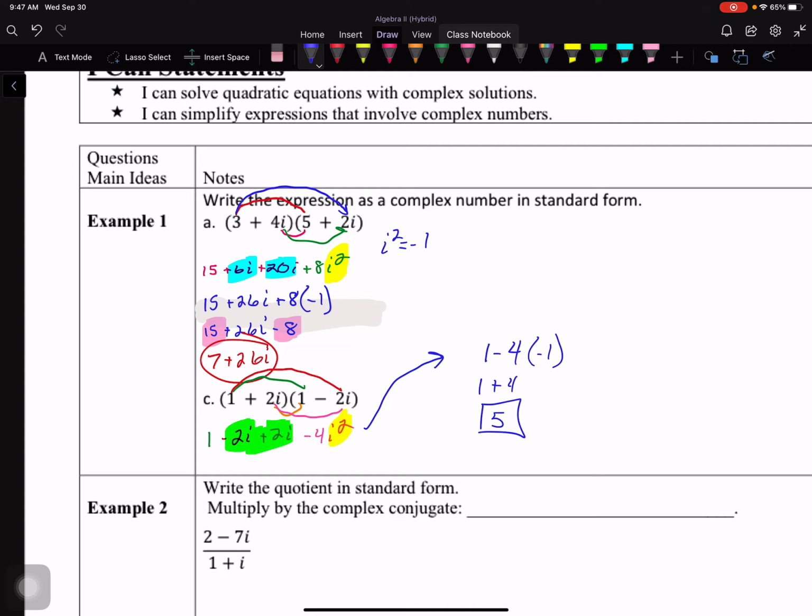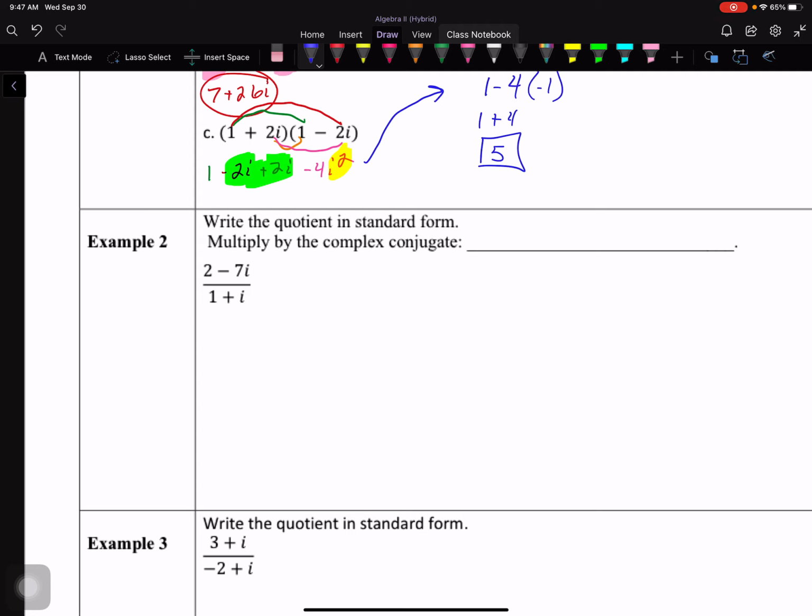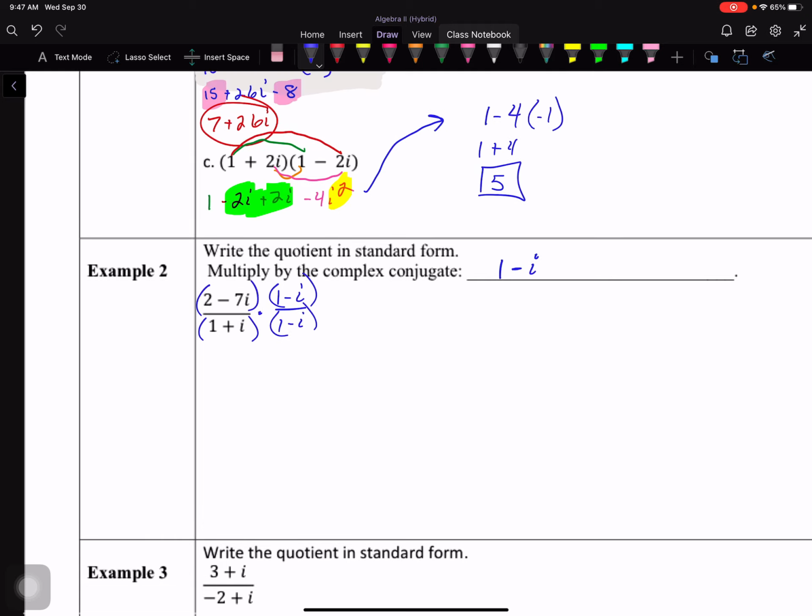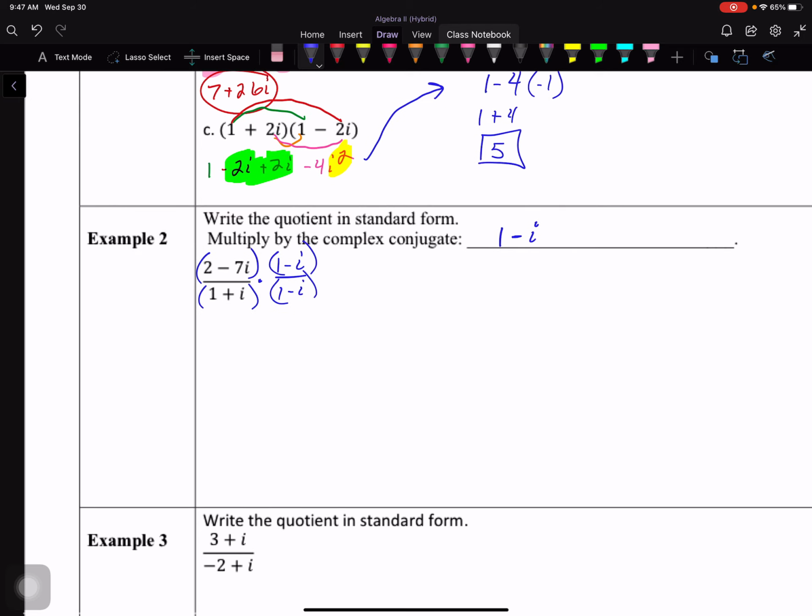All right, here we go. Dividing complex numbers. So the first thing you need to do is figure out what the complex conjugate is. So what you're going to do is look at the denominator here. And the conjugate is going to be that exact same thing, but just switch the middle sign. So instead of 1 plus i, it's going to be 1 minus i. And then what you're going to do with that is multiply the numerator and denominator by 1 minus i. And it's going to be like two problems like we did up here in 1, where we have to distribute in the top, distribute in the bottom.